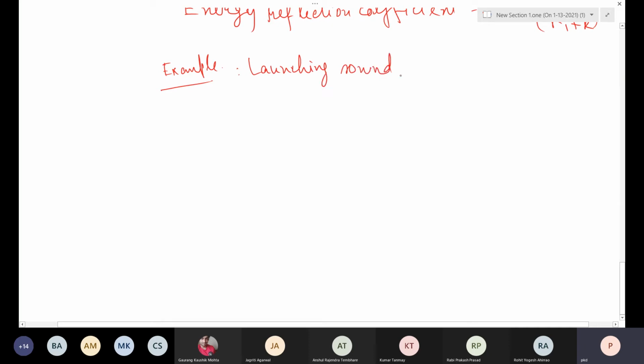Launching sound pulses into a gas. So here the transducer is fixed to a backing layer.